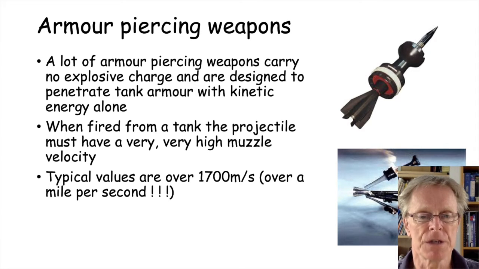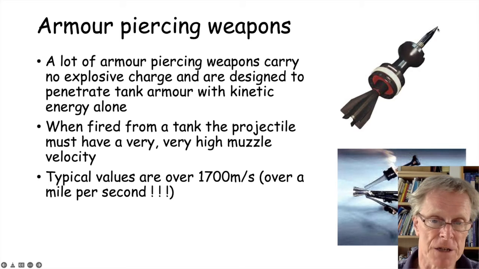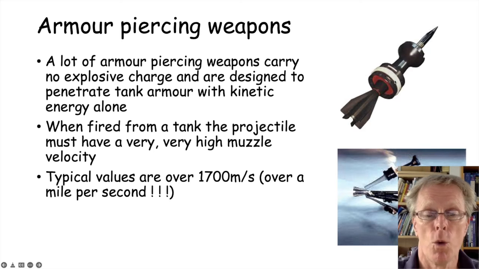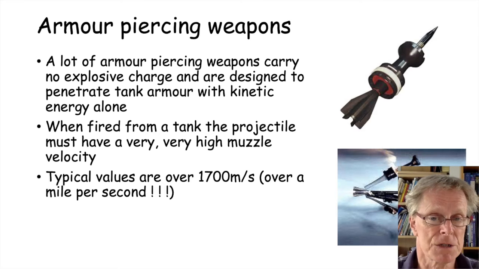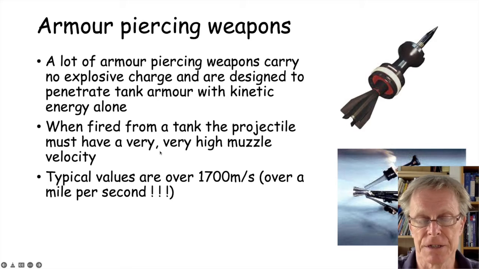Now lots of armour-piercing weapons don't actually carry any explosive charge, and this one is an example here. This projectile is actually a hard metal dart. It can be made of a number of materials, but a hard metal dart. With this thing around here, this kind of collar, which is called the sabot, which actually prevents the exhaust gases from inside the muzzle of the gun simply blowing past the dart. That then propels the dart out of the muzzle of the gun, and it fires it with an astonishingly high muzzle velocity, the speed it exits the actual gun.